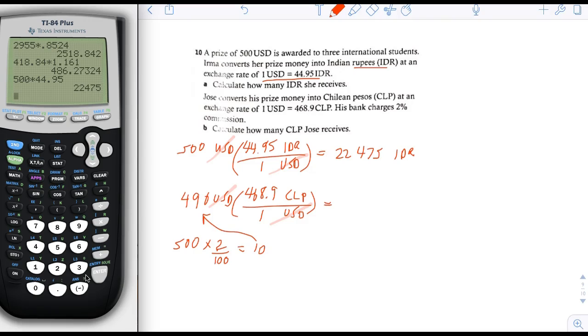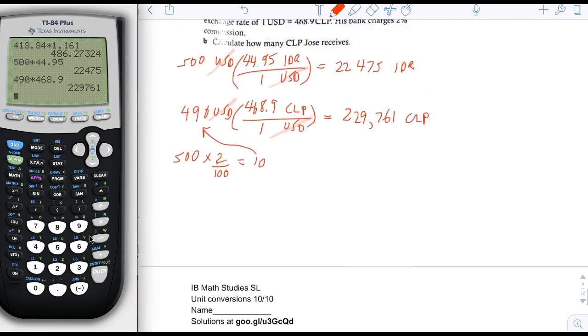And then the multiplication we're going to do is 490 times 468.9, which gives 229,761. 229,761 pesos. Okay, and that's it. That's it for page 9.